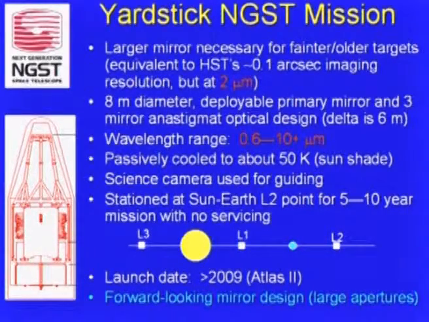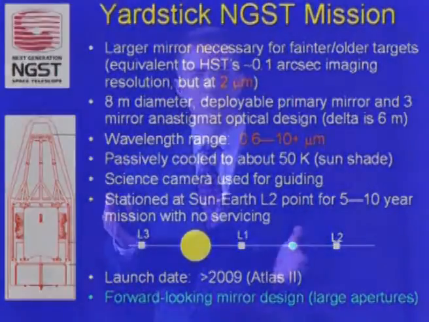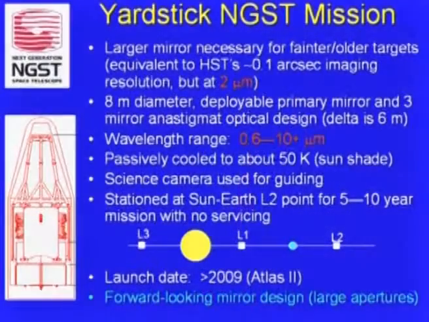The primary mirror will have to be some kind of flower petal type deployment from the central structure because it has to fit inside of this little shroud. And one of the key things to remember about design philosophy changes between NGST and HST is this forward-looking mirror design: in the future, NASA wants to be able to build even larger apertures.